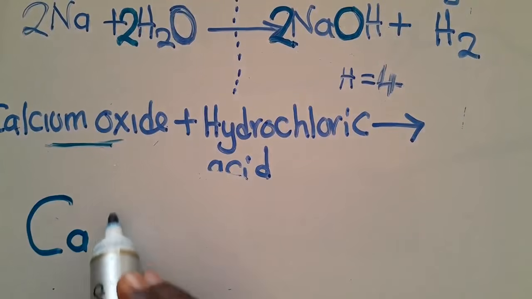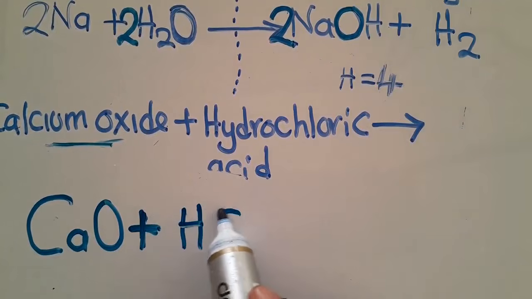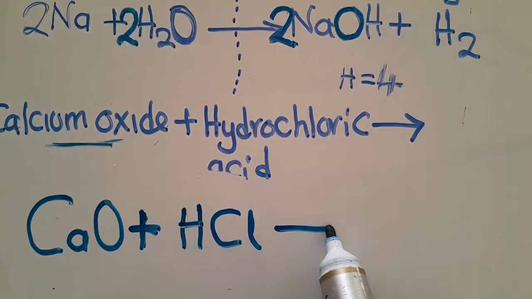This is calcium oxide plus hydrochloric acid. Hydrochloric acid, this one we all know it. Hydrochloric acid, we can also call it hydrogen chloride. Just one and the same. We know it. Giving us what?